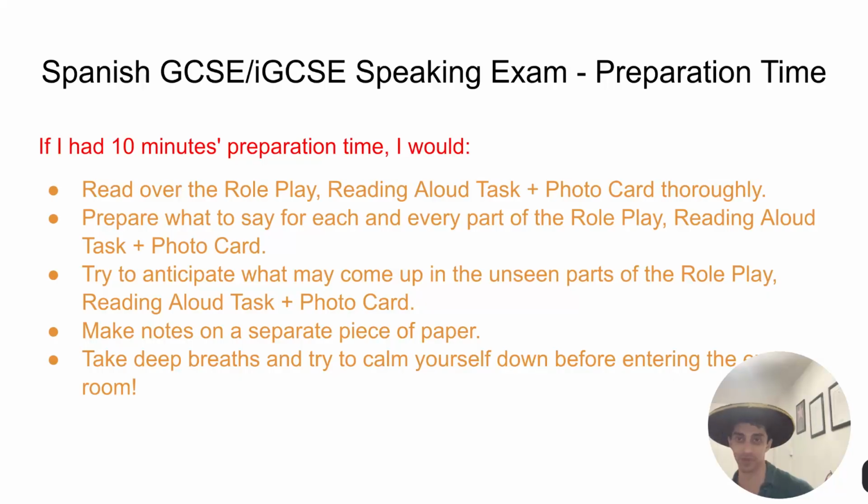If you do have the possibility of doing that, definitely don't overlook or neglect the possibility of making notes on a separate piece of paper. It can really make it much easier for you to remember exactly what you have to do and what to say exactly when in each of these tasks.